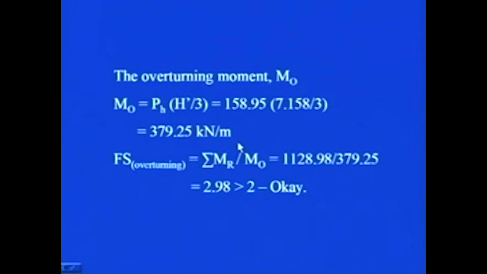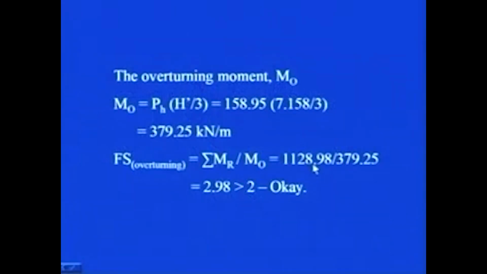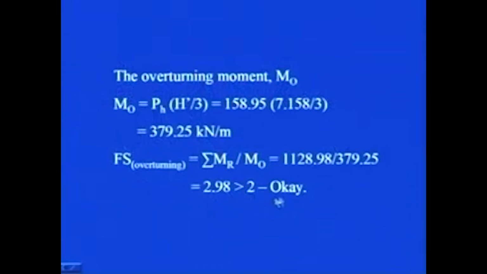So we can find out the factor of safety against overturning as the ratio of the summation of all resisting moments to the summation of all the moments which are causing the overturning. So you see here, 1128.98 divided by 379.25, which works out to be 2.98. And as I told you, for overturning the factor of safety can be considered between 2 to 3. So this is greater than 2, so the wall is safe against overturning.